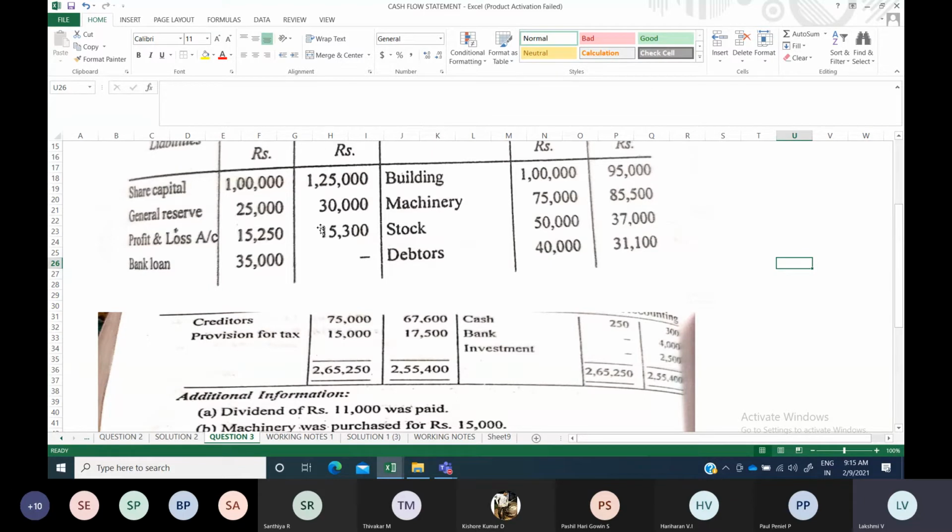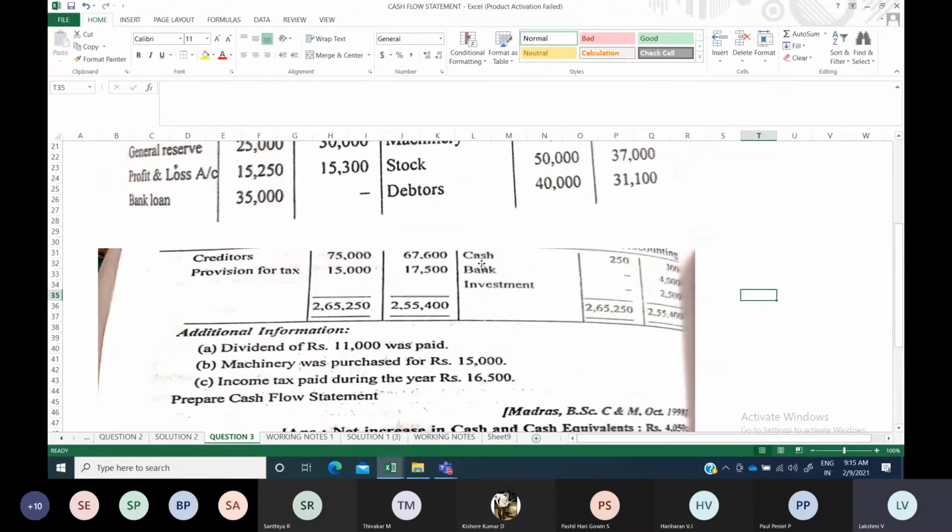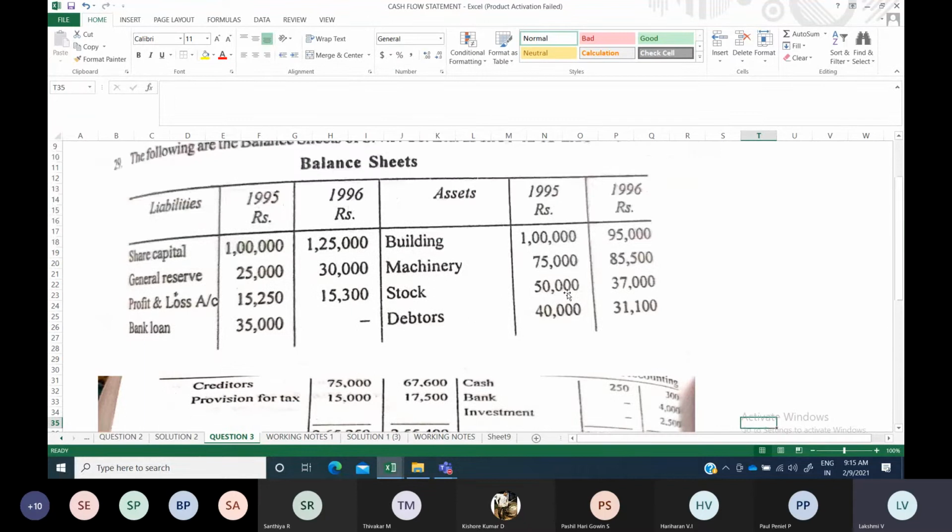Okay, so machinery you have here, for which you have to prepare an account. Then only you can obtain depreciation, because in this problem they have given you machinery was purchased for. So initially your machinery they have given, this is the opening balance and closing balance. If they don't give any additional information, you will find out either purchase or sale they have made, and based upon that you will take.